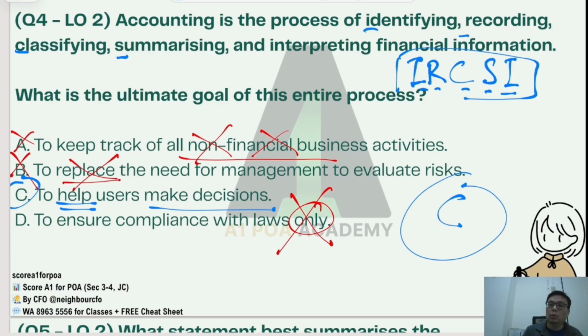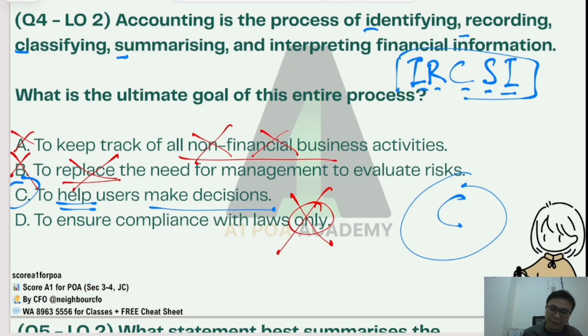The ultimate goal is to help users make decisions, because as I mentioned earlier in the previous slide, the users, the stakeholders, usually trust accountants because they know that accountants have ethical values in terms of standing on a moral high ground to be able to make the right decision objectively.